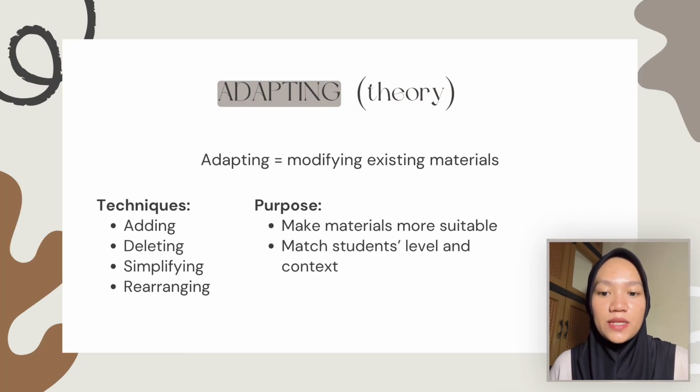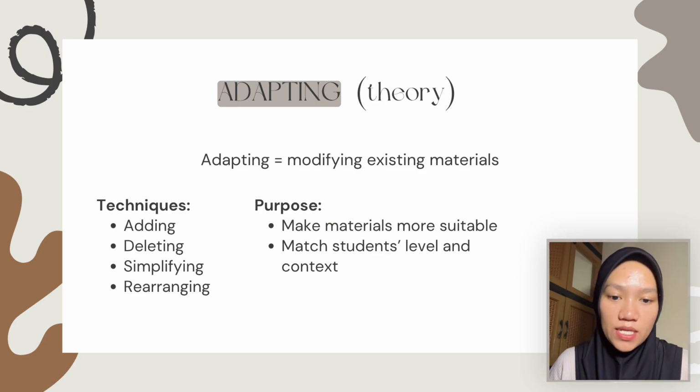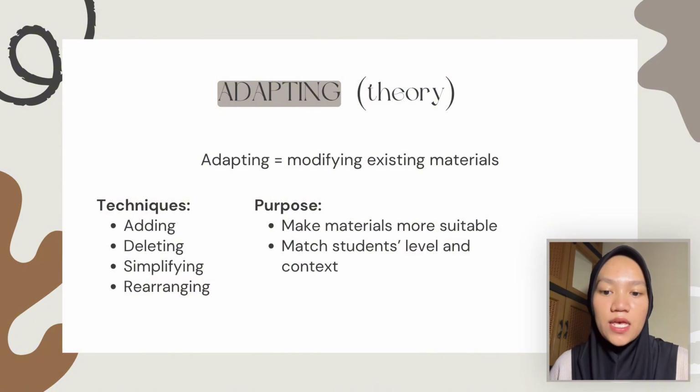The third step is adapting materials. Adapting means modifying existing materials to make them more suitable for a particular group of students. Teachers can adapt material in several ways, such as adding new content, deleting unnecessary parts, simplifying difficult materials, or rearranging the order of activities. The main goal of adaptation is to create better learning experiences by making materials more relevant, understandable, and effective.